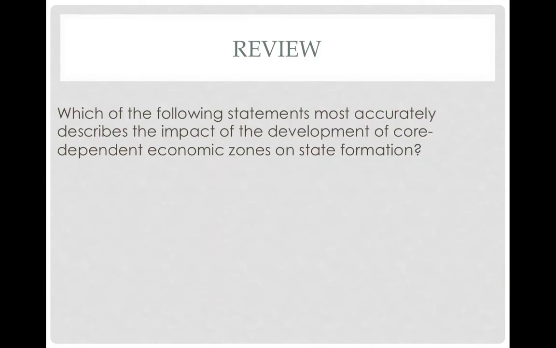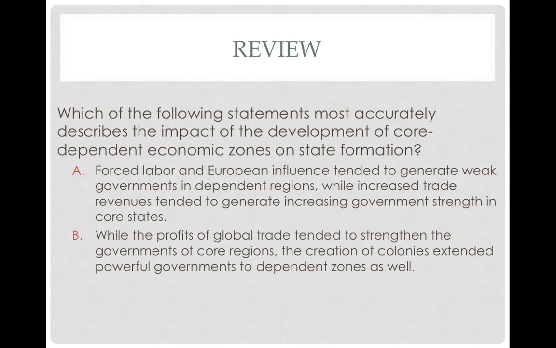Quick review. Which of the following statements most accurately describes the impact of development of core dependent economic zones on state formation? A: Forced labor and European influence tended to generate weak governments in dependent nations, while increased trade revenues tended to generate increasing government strength in core states. B: While the profits of global trade tended to strengthen governments in core regions, the creation of colonies extended powerful governments to dependent zones as well. Though B can be discussed, especially in the 13 colonies, the best answer is A.